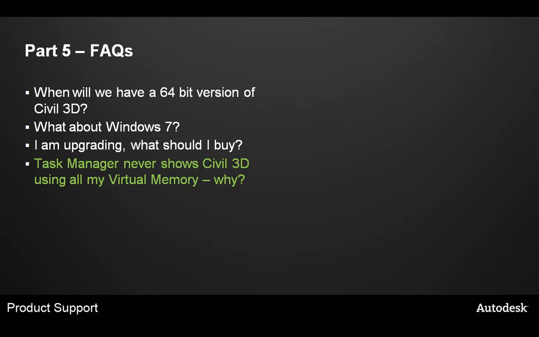Why? We get this question now and then. You can go into Task Manager. If you can't see the virtual memory allocation, you can click on the pull downs in the Task Manager and add that to the columns, so the things that you can see in there.